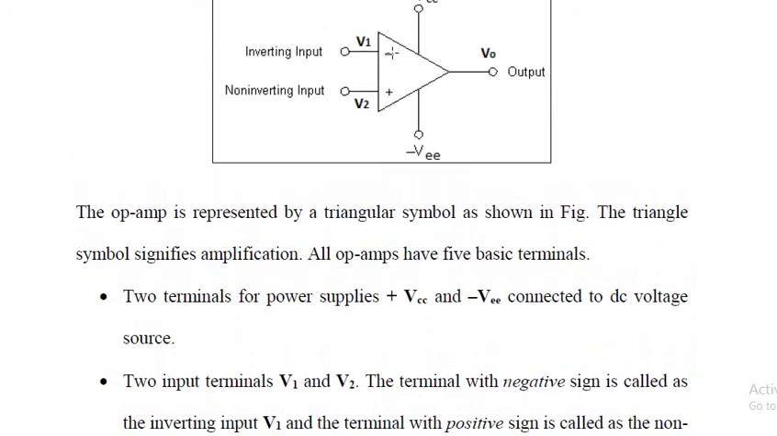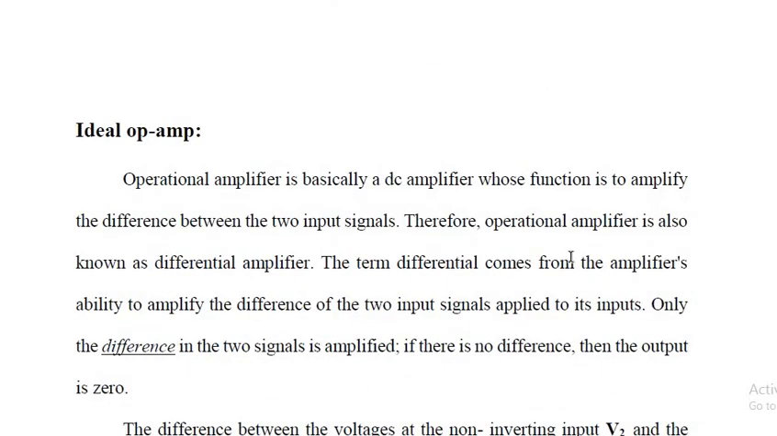So you can see in this diagram there is a terminal with the negative sign. This is called inverting input. The terminal with the positive sign is called non-inverting input. In the inverting input, the output is 180-degree out of phase to the input. In the case of non-inverting input, the output is in phase to the input. And we have 2 terminals for power supplies, 1 terminal for output. This is the symbolic representation of OpAmp.